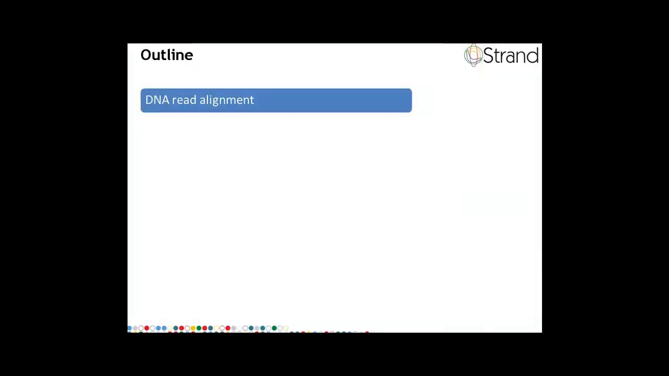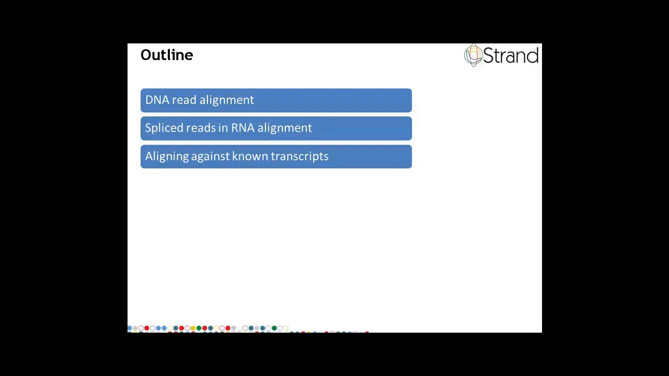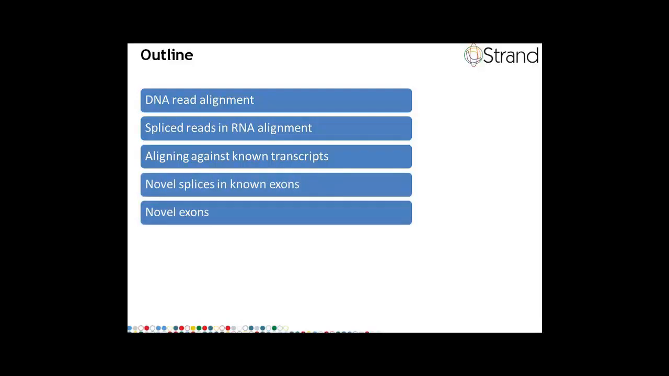We will first take a brief look at DNA read alignment, just to place in context the difficulty of aligning RNA reads. After that, we'll describe the origin of spliced reads in RNA alignment. Then we'll move on to the different ways in which we can align RNA reads. For instance, we could align them against known transcripts alone, or we could try to detect novel splices involving known exons. In addition, we could align against the genome itself and try to identify novel exons. We'll show you how support for these different types of alignment is included in the tool.